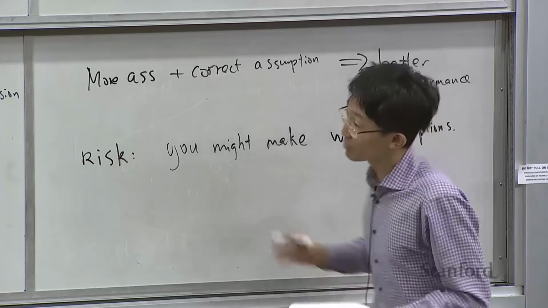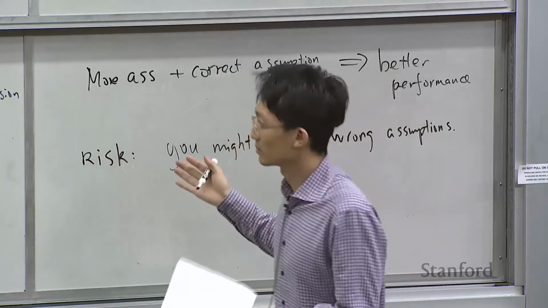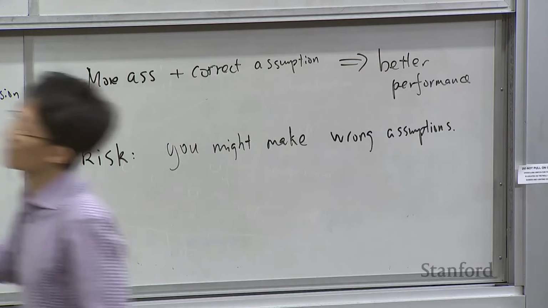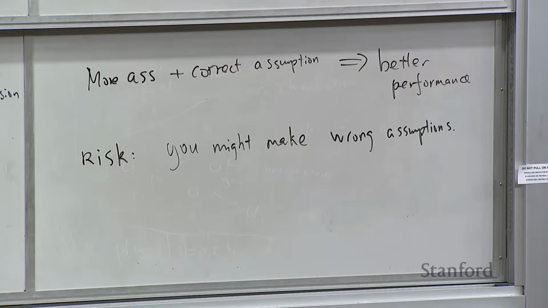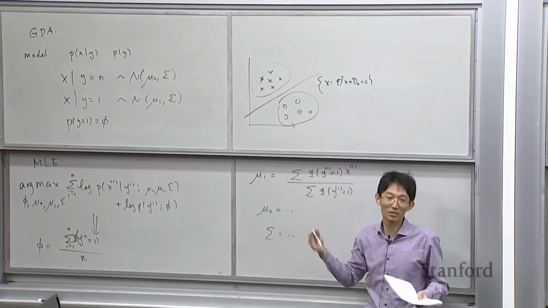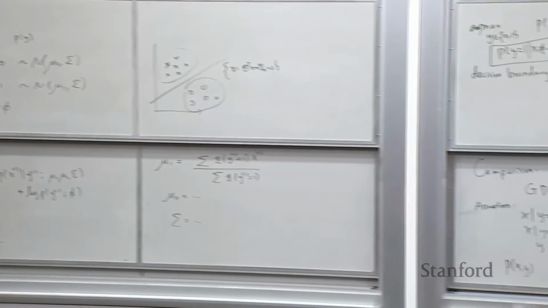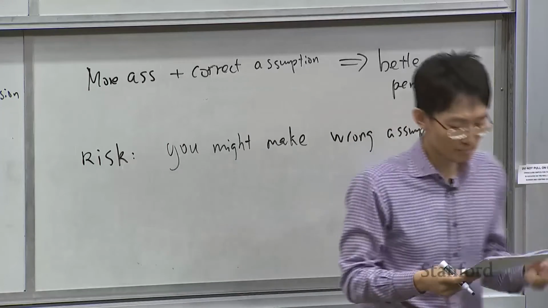If you make wrong assumptions, then in most cases GDA will probably be worse off. For example, what if the data are not really Gaussian, right? What if this doesn't look Gaussian at all, and you still assume that they are Gaussian? Then you're going to have worse performance.